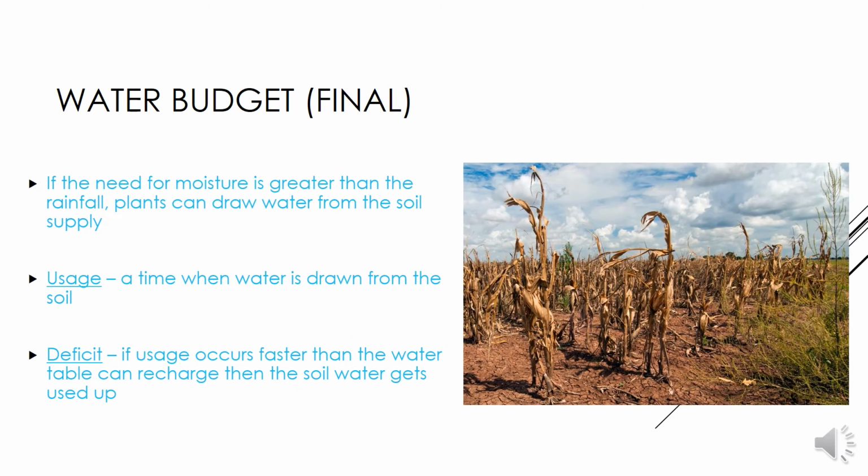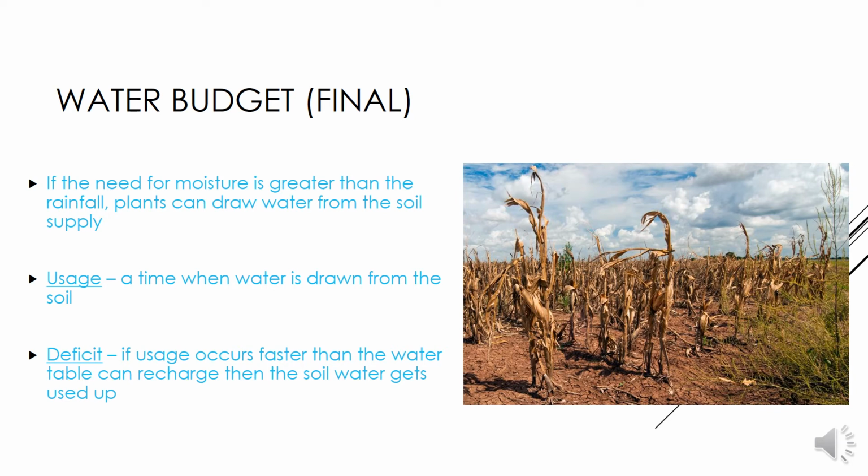If the need for moisture is greater than rainfall, this is the opposite. Plants can draw water from the soil. Plants get their water from the soil. They don't get it from the air, so they're pulling it up through their roots. Usage is any time when water is drawn from the soil. So plants use water. We are a big part of usage. We pull it up through wells. We drink it. Same thing with the water budget.